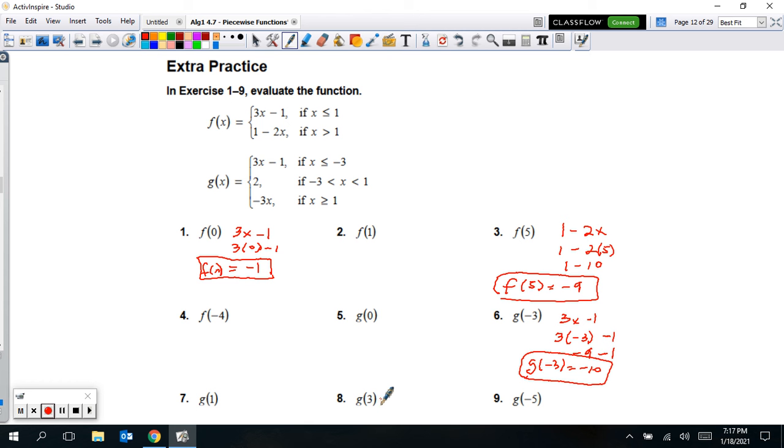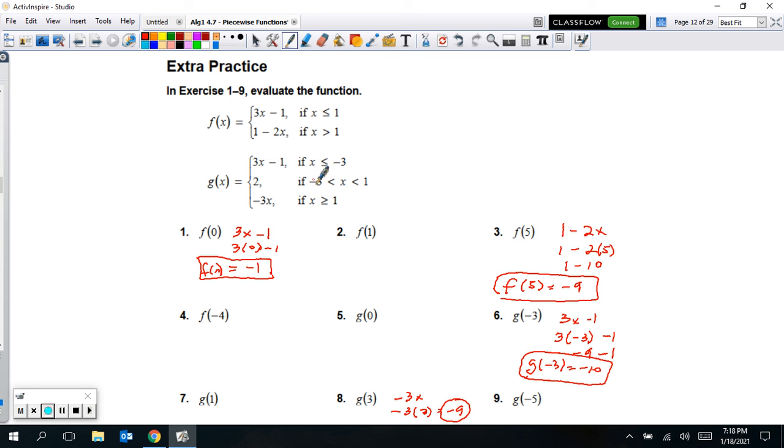Let's take a look at number 8 here. So 8 says g of 3. So we're looking at the g function. Where does 3 fall? Well, 3 is not less than negative 3. Is 3 in between negative 3 and 1? No. Is 3 greater than 1? Yes. So it's in this part right here where it's going to be the negative 3x function. And so it's going to be negative 3 times 3, which is just going to give me negative 9. So this function is going to equal negative 9 on that one.